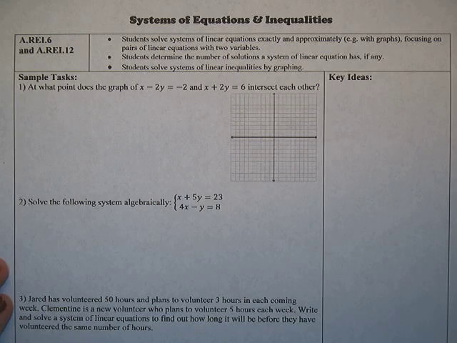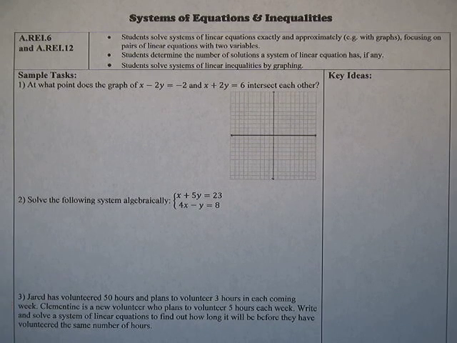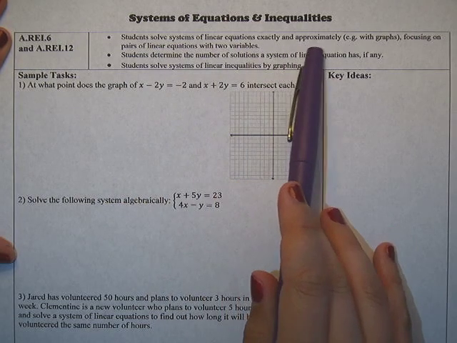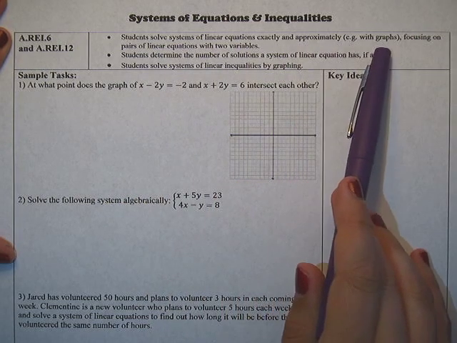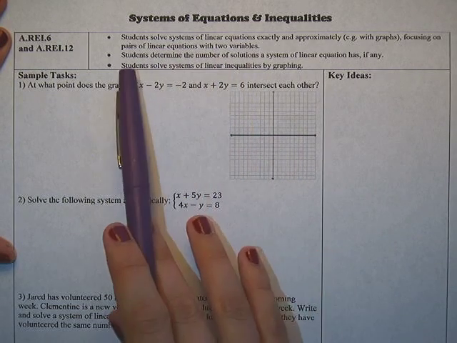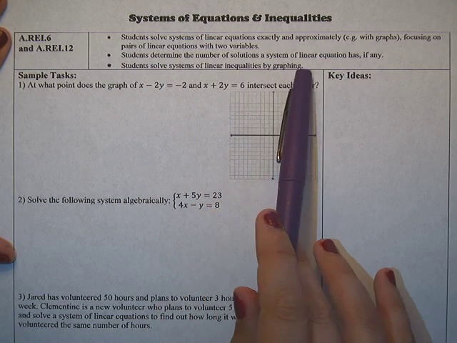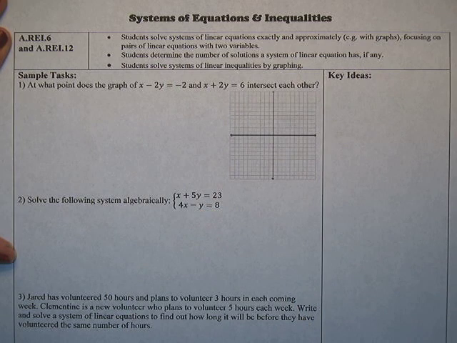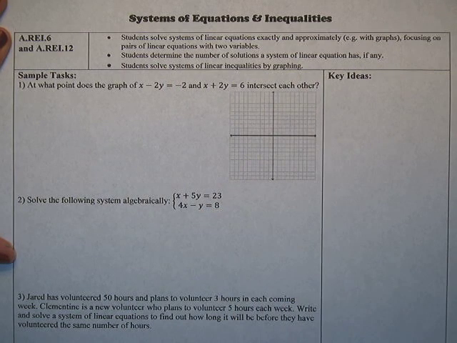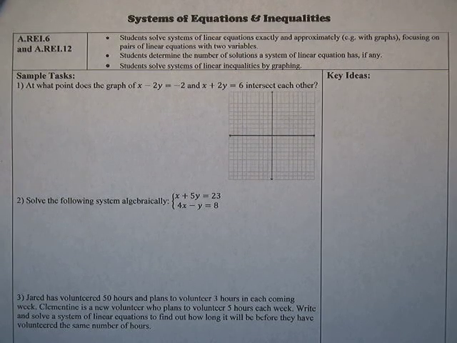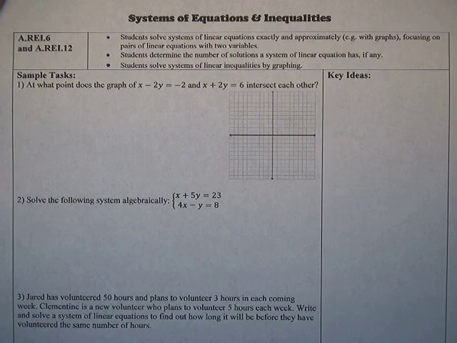Alright, this video is your unit overview for Unit 4, Systems of Equations and Inequalities. So in this unit, students solve systems of linear equations exactly and approximately, for example with graphs, focusing on pairs of linear equations with two variables. Students determine the number of solutions a system of linear equations has, if any, and students solve systems of linear inequalities by graphing. Okay, so here are a few sample tasks that you will need to be able to complete in order to be proficient on this unit.